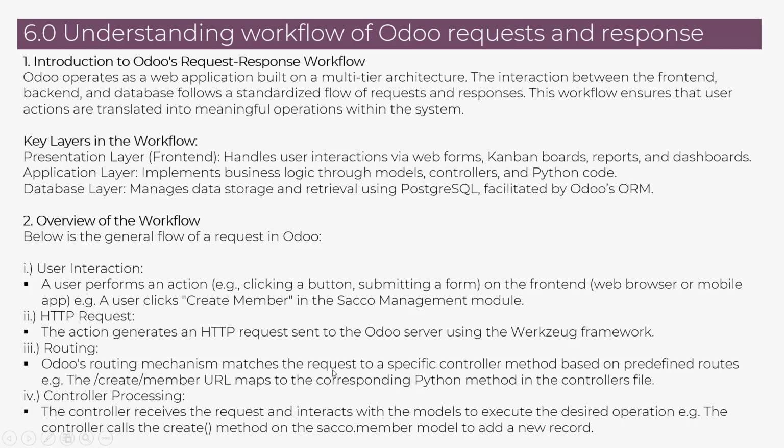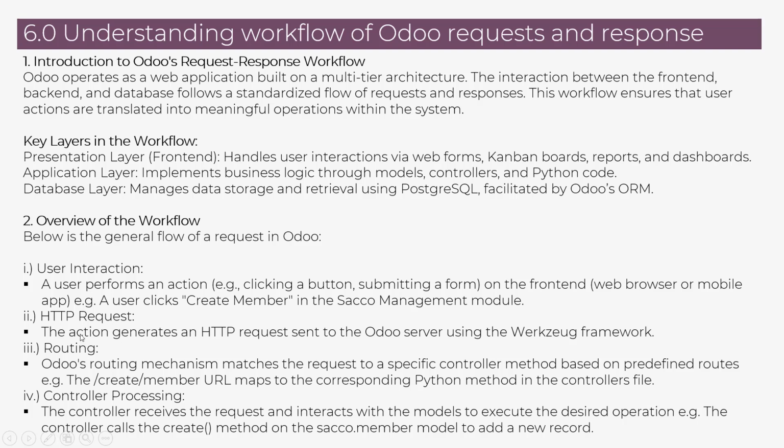Okay, we can go through an overview of the workflow. Below is a general flow of a request in Odoo. User interaction: a user performs an action, e.g. clicking a button or submitting a form on the front end, that is the web browser or mobile app. For example, a user clicks create member in the circle management module.